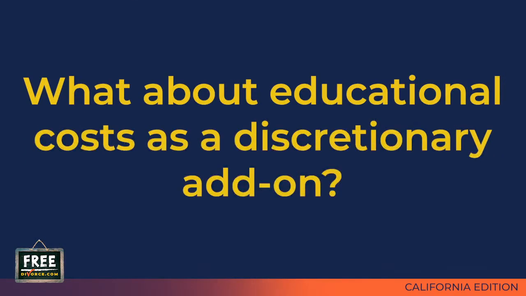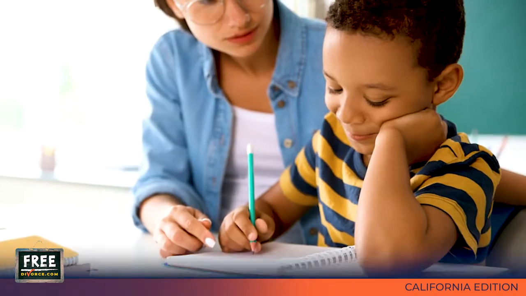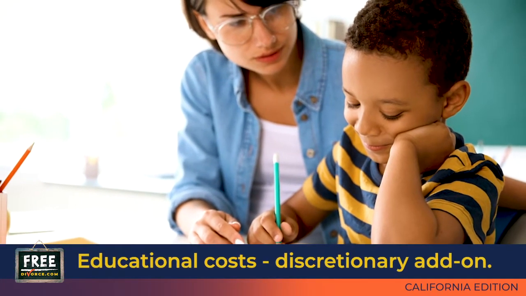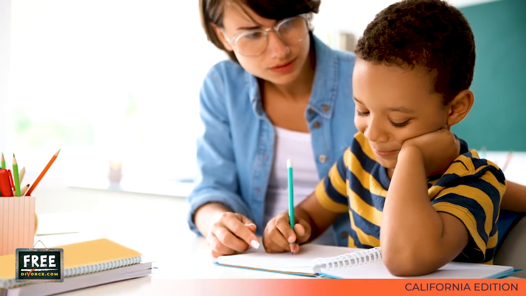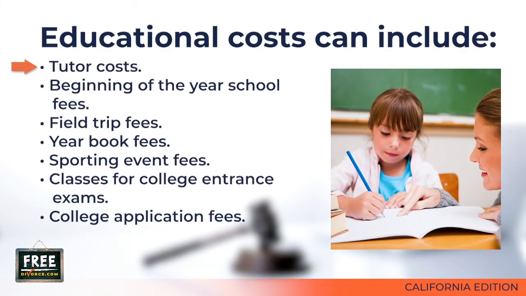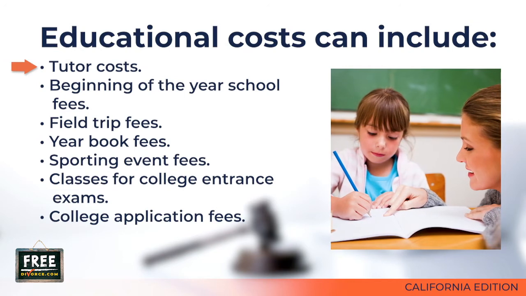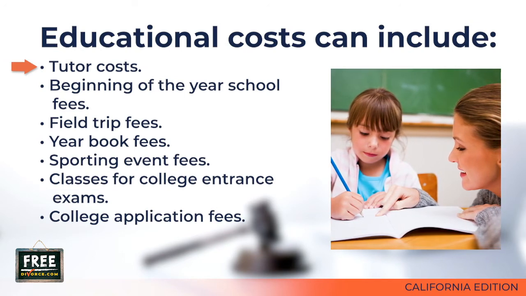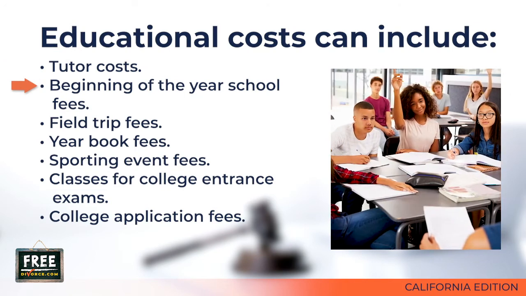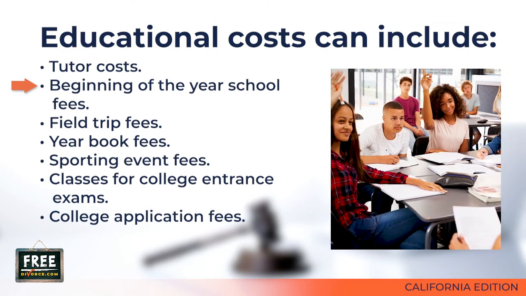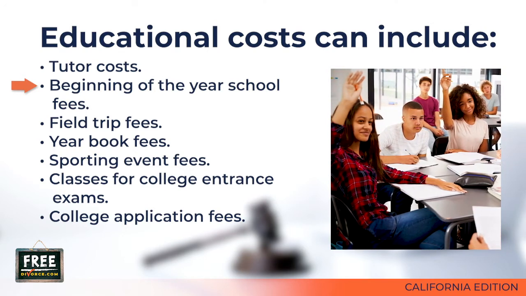What about educational costs as a discretionary add-on? Sometimes educational costs may be incurred on behalf of a child. For example, a child may need a tutor. Educational expenses can include lots of things. Even if your child attends public school, many schools require various fees to be paid at the beginning of the year, particularly high schools.